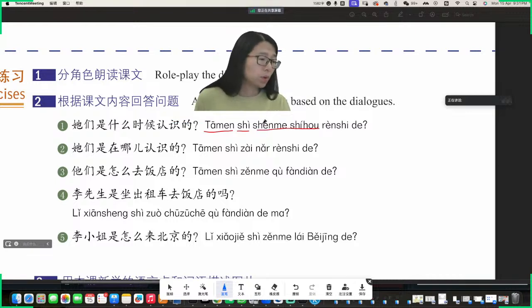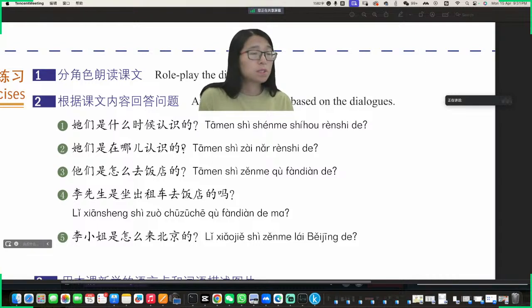他们是什么时候认识的? 什么时候 means when, 认识 means meet, and 是的 is a structure. So when you translate, you just translate: they, when, meet. 他们是什么时候认识的? Guys, do you remember? 你们记得吗? If you don't remember, no problem. We just need to find the keyword in the dialogue. So what is the keyword?